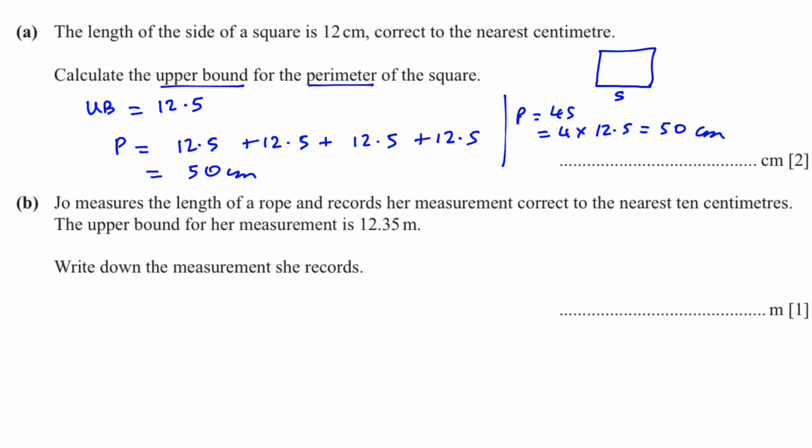For the next part of the question, Joe measures the length of a rope and records a measurement correct to the nearest 10 centimeters. The upper bound for her measurement is 12.35 meters. Work out the measurement she records. So this is the upper bound and to the nearest 10 centimeters, it will be 12.3 meters.